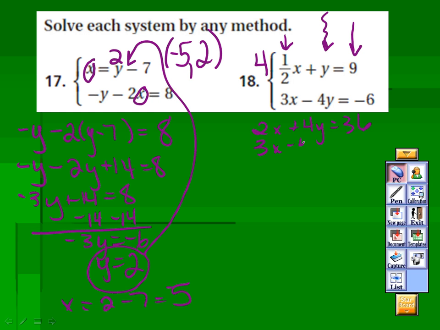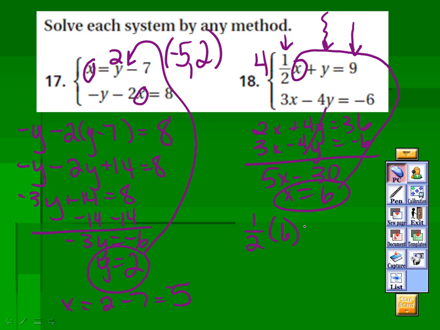I'm going to rewrite the second equation. And if you notice, the y's are going to eliminate. 5x equals 30, and x is 6. Pretty easy. Now I've got to take the 6 and plug it back in. I kind of like the first equation for this because 1/2 of 6 is pretty easy to do. So I'm going to put the x there.